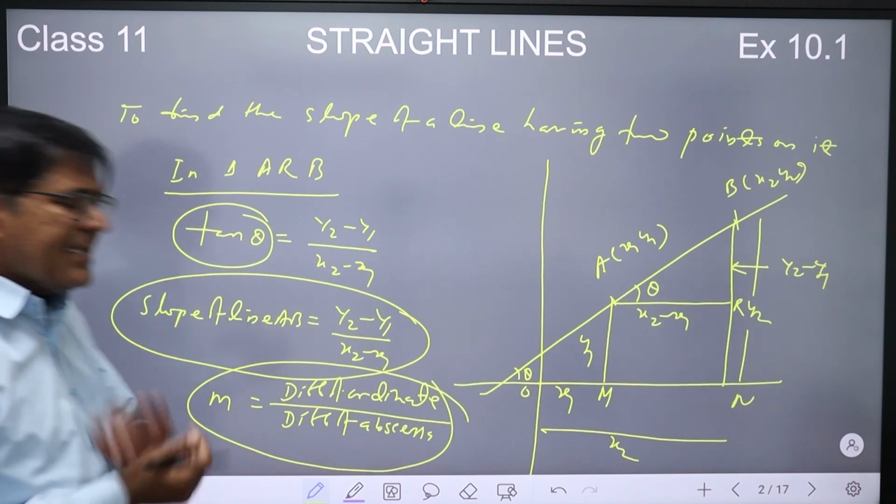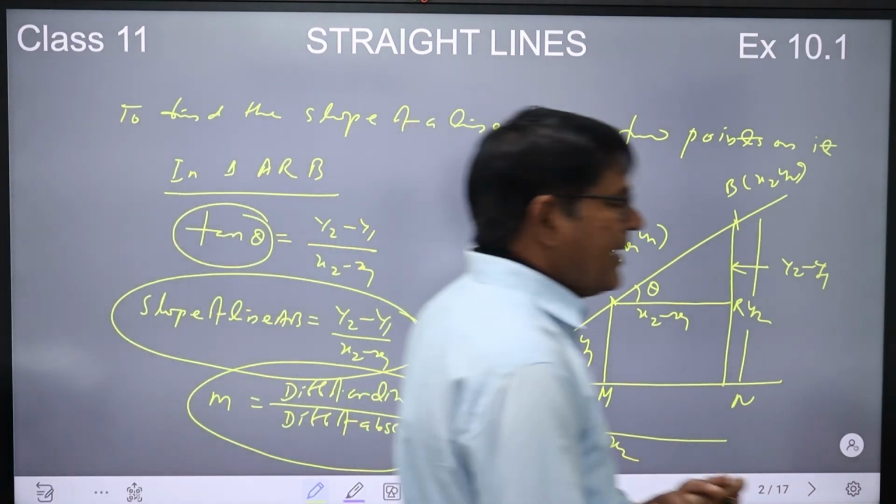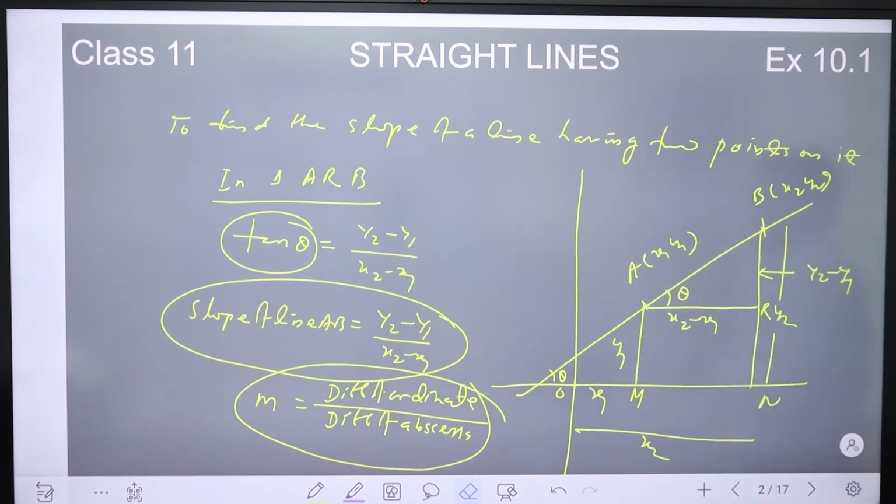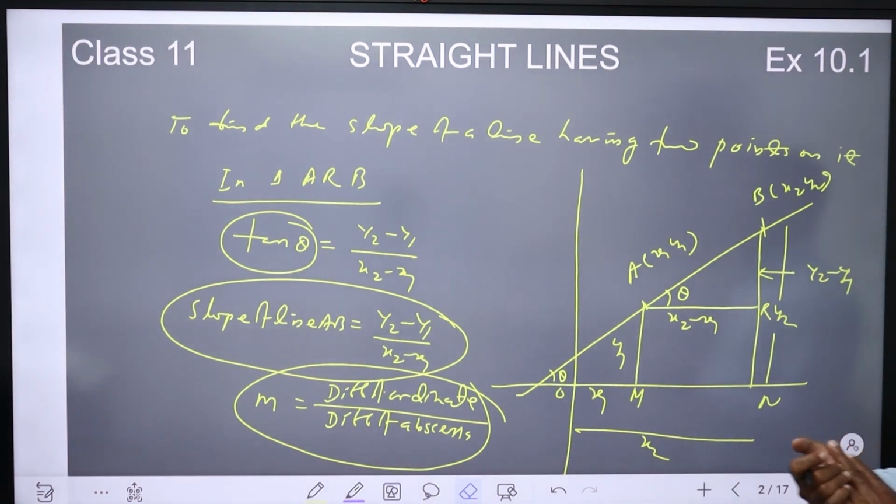So today we discussed what is the standard representation of a straight line, then what is the slope of a line, then how we will find the angle between two lines, then the conditions for parallelism and perpendicularity of two lines, and then we discussed that if a line is given and 2 points are given on the line, how we will find the slope of a line having 2 points on it.